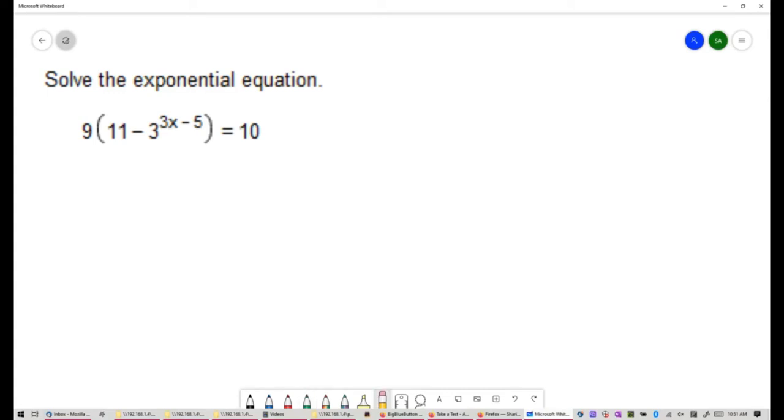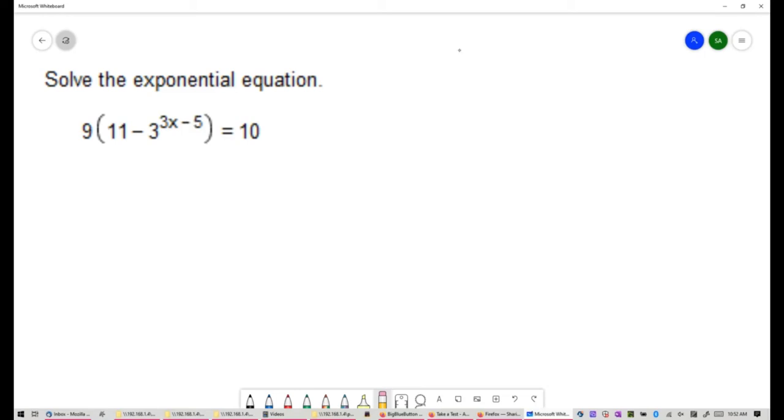On this question, we want to solve the exponential equation 9 times 11 minus 3 to the 3x minus 5 equals 10. Now, to solve the exponential equation, we first need to isolate this exponential part. We've got all of these other operations on the left-hand side, so before we can use any of the techniques that we have for solving exponential equations, we have to isolate that exponential portion.